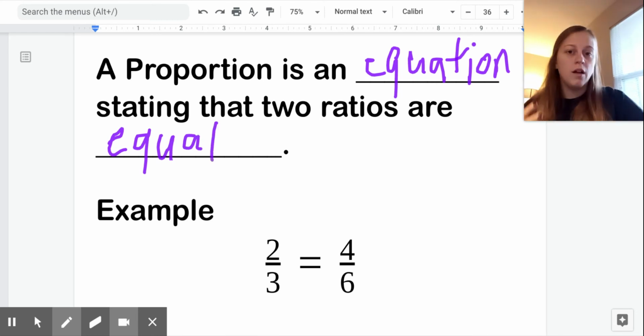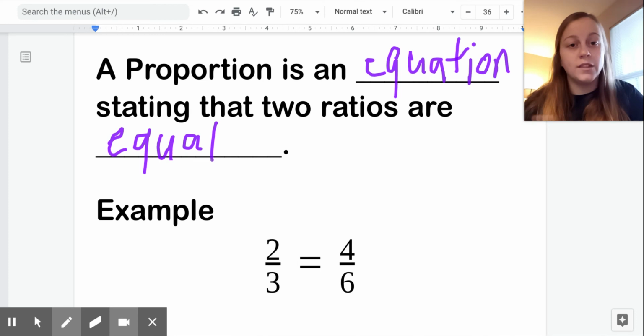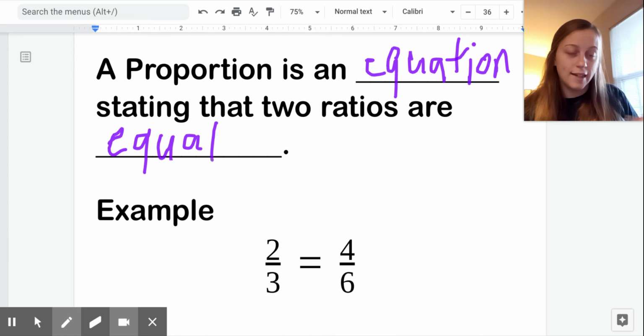So for example, down below here, 2/3 equals 4/6. That is a proportion. It is stating that the ratio 2:3 is the same as the ratio of 4:6. So if you ate 2 out of 3 of the brownies, that's equal to eating 4 out of 6 of the brownies. Or if you ate 2 and left 3, that would be the same proportion as eating 4 and leaving 6. They are equal. The proportions are the same.